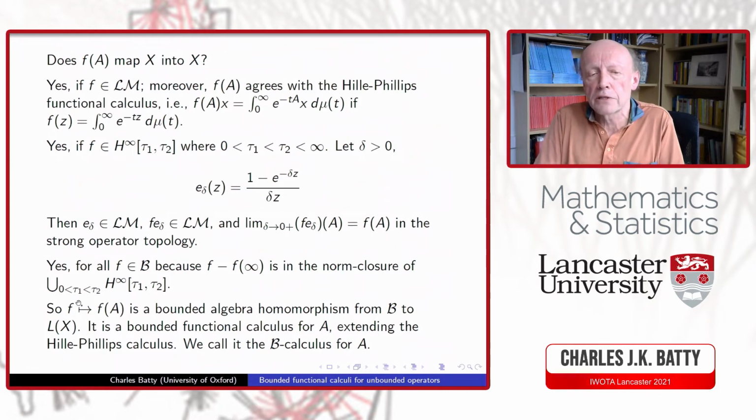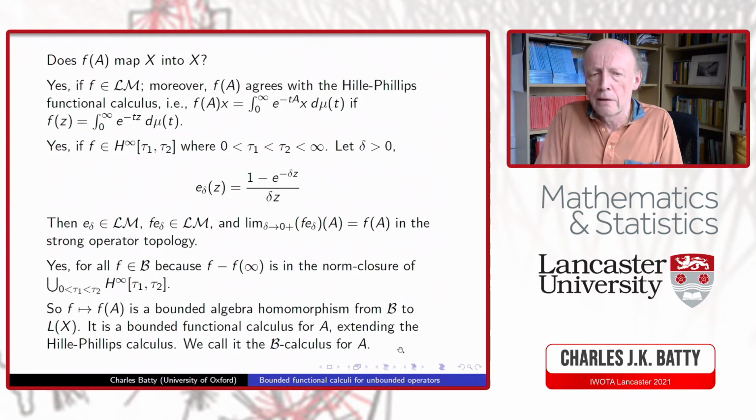And it turns out that this map is a bounded algebra homomorphism from B to L of X, which does the right thing to the resolvent functions. And so we have a bounded functional calculus for A, extending the Hille-Phillips calculus. We call it the B calculus for A.